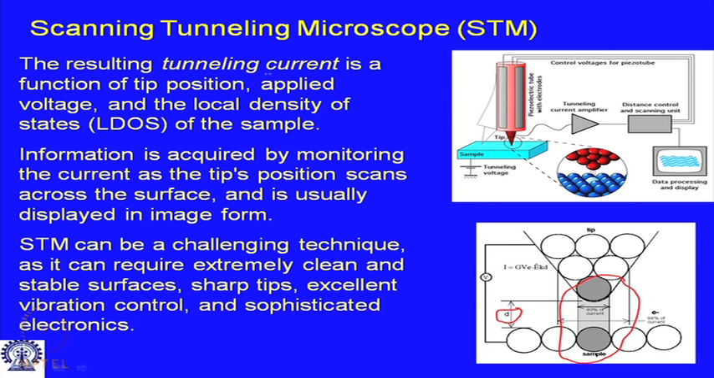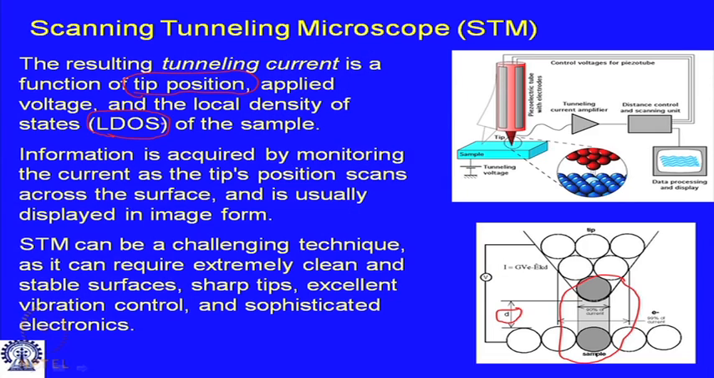The resulting tunneling current is a function of the tip position, applied voltage. So, tip position essentially here means the distance between the tip and the surface. And the applied voltage and the local density of state of the sample. You can ignore this, or if you are interested you can look into what local density of state means, but forget about that. For a specific sample at a given condition, what is more important is that the tip position and the applied voltage determine the magnitude of the tunneling current. So, information is acquired by monitoring the current as the tip's position scans across the surface.